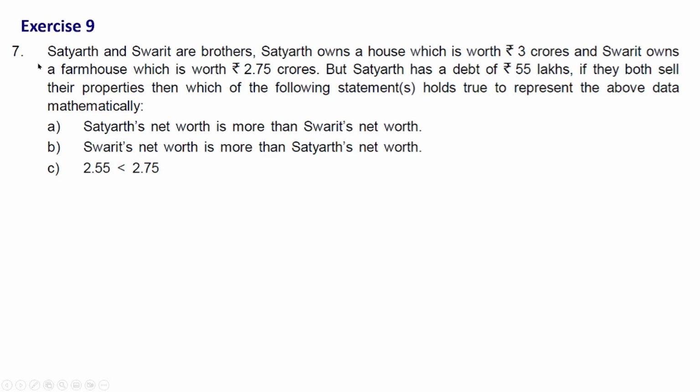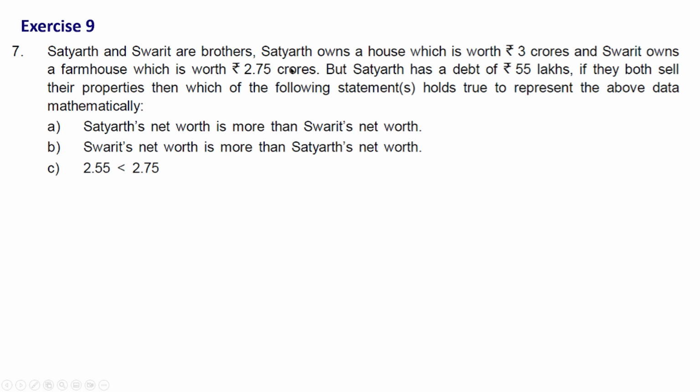Next question. Satyat and Swarit are brothers. Satyat owns a house which is worth rupees 3 crores and Swarit owns a farmhouse which is worth 2.75 crores. But Satyat has a debt of rupees 55 lakhs. If they both sell their properties, then which of the following statements holds true to represent the above data mathematically?